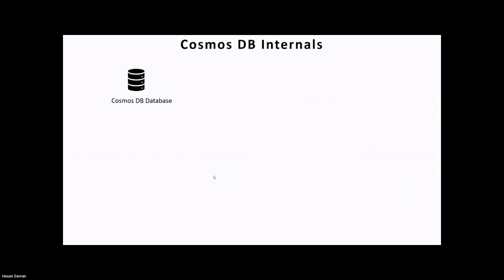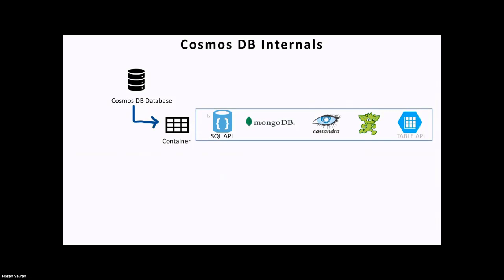How about the architecture of Cosmos DB? What does it look like when I create the Cosmos DB database? Whenever you create the database, the first thing the system is going to ask you is the container. In here, you're going to tell which API you are going to use. As I said before, if this is a new project, you're going to pick the SQL API.